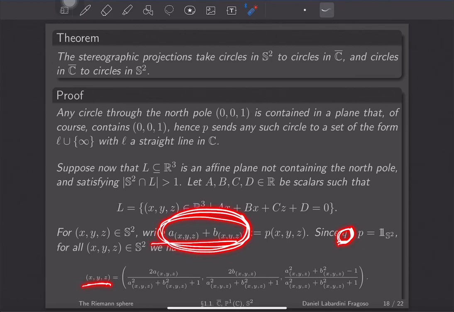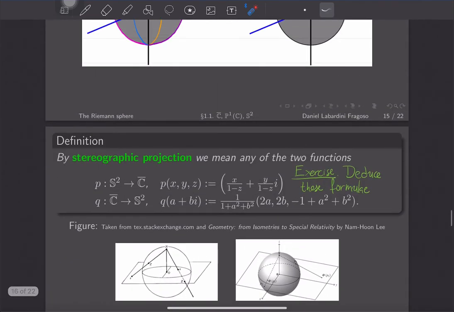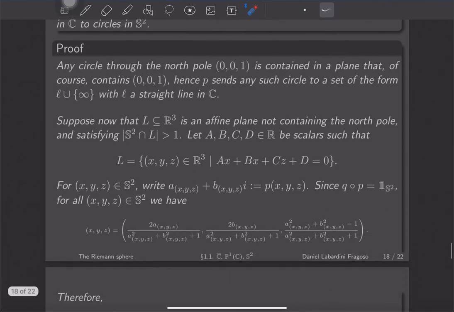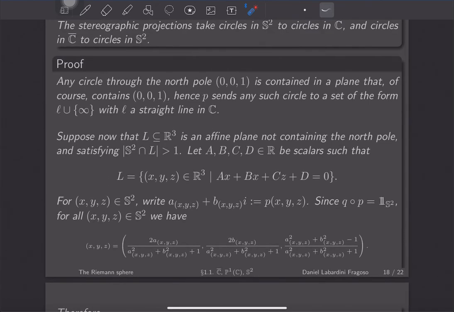On the one hand, I am coming back to x, y, z, but on the other hand, I have to apply this formula, q of a plus bi. So in the denominator is 1 plus the sum of the squares, and 2a, 2b, and the sum of the squares minus 1. And that's what you see here: in the denominators the sum of the squares plus 1, 2a, 2b, sum of squares minus 1.